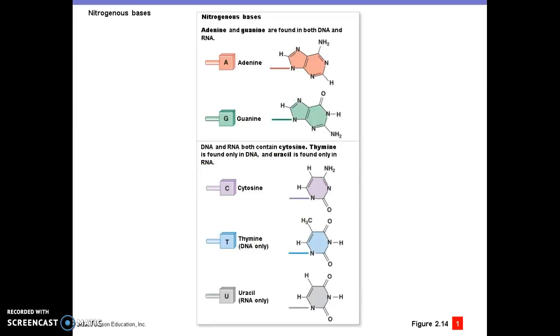The nitrogenous bases you may recognize if you've had DNA study in the past: adenine and guanine, cytosine and thymine. These are the 4 nitrogenous bases in DNA. Of course, you do not have to draw or recognize these structures, but you do need to know the names: adenine, guanine, cytosine, and thymine. RNA does not have thymine, but it has uracil. Uracil replaces thymine.